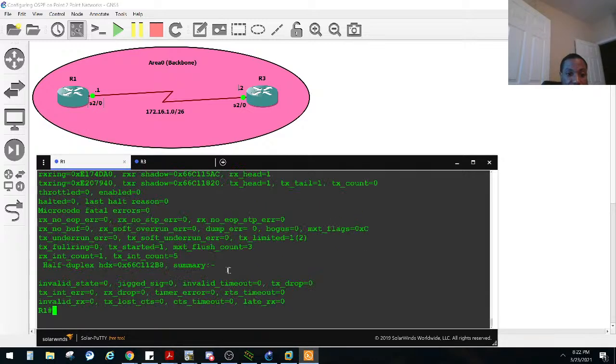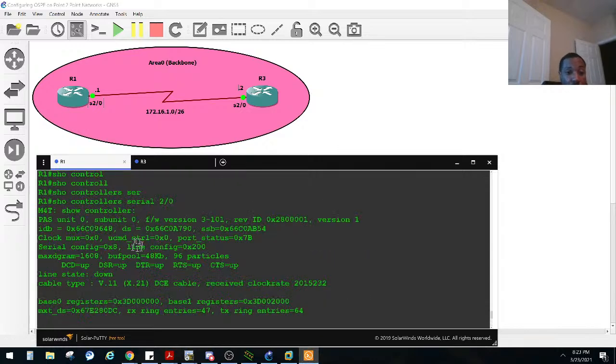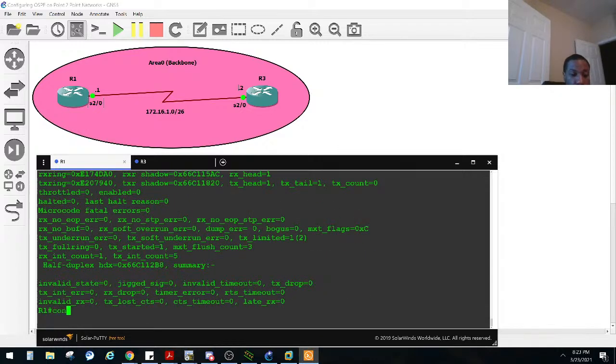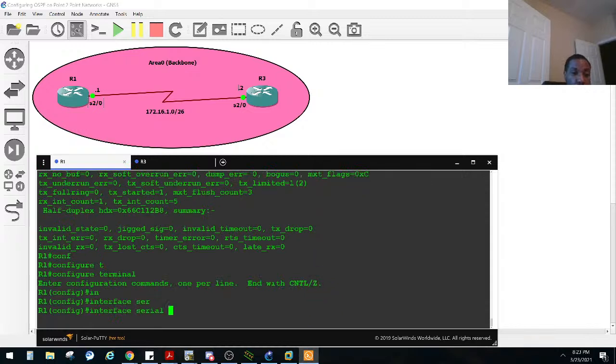Let's do this. Let's do the interface, and then we'll do the IP addressing on it, bring it up, and let's see what that says after that. Because typically it's supposed to tell you whether it's doing the clocking or not. So global config mode, interface serial 2/0.